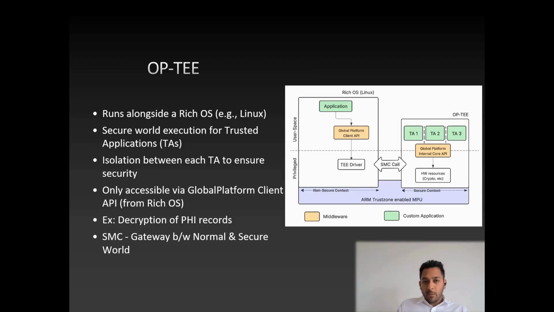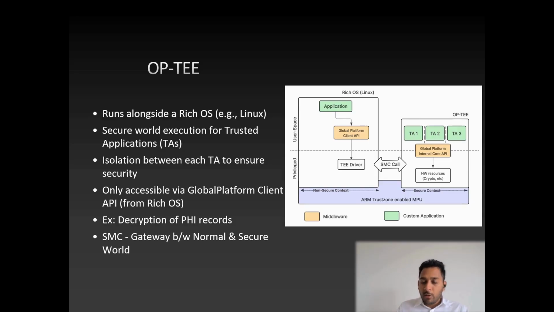So OP-TEE is a type of TEOS. It's open source. It runs alongside a rich OS. As you can see in this diagram, on the left hand side, you have your rich OS, Linux operating system. On the right hand side, you have OP-TEE. Whatever you see in the green blocks are your custom applications. You design your custom application based on your product use case, and they have to talk to each other via these APIs. I'll talk about that in a bit in the next slide. They are called Global Platform APIs.